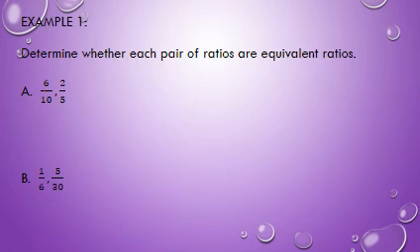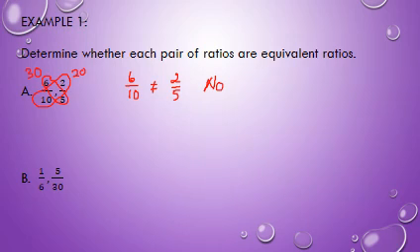So the first thing we need to do is cross multiply here, and we're going to take that 10 and 2 and multiply that, and that gives us 20. And then we do the same thing over here, 6 times 5, multiply those, and that gives us 30. So as we see that 30 does not equal 20, so that means 6/10 is not equal to 2/5. And that means no, they are not equivalent ratios.